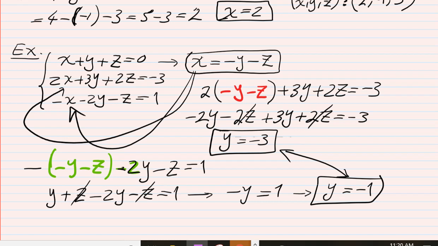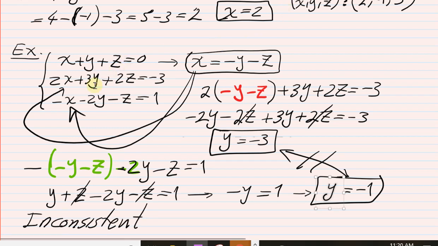So this is the sign that the system is an inconsistent system. So this system, that can happen. Therefore, this system is inconsistent and has no solution. Again, there's nothing we did wrong. It's just the way this was developed. All I did was subtract y and z from both sides, substituted into this equation the first time. I got 2 times negative y minus z plus 3y plus 2z equals negative 3. Distributed the 2 and combined like terms, so y turned out to be negative 3.